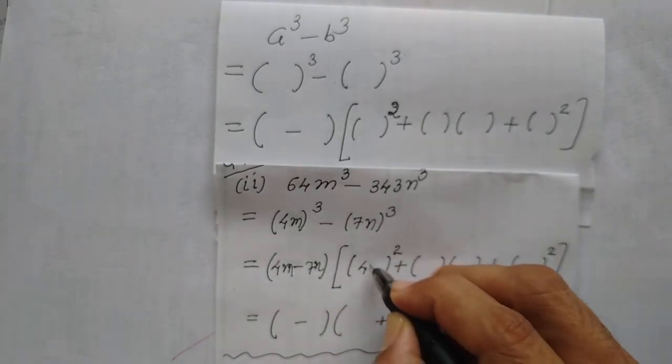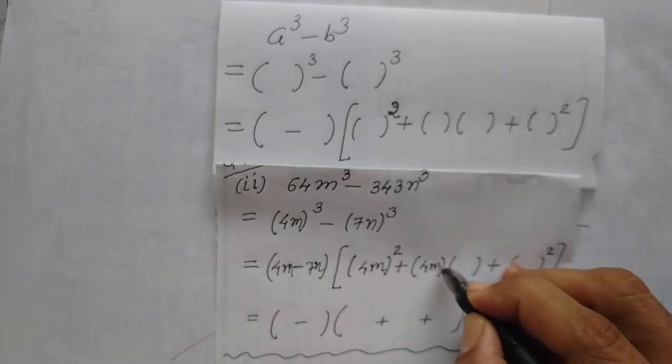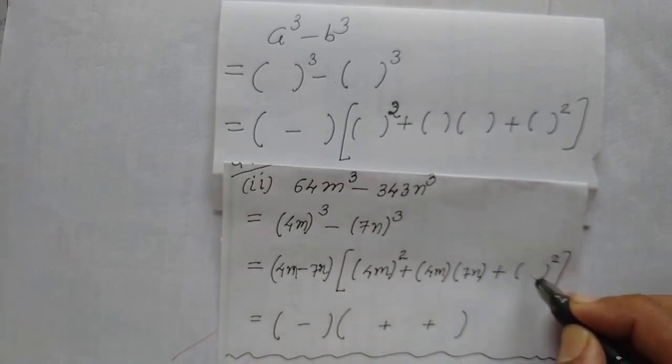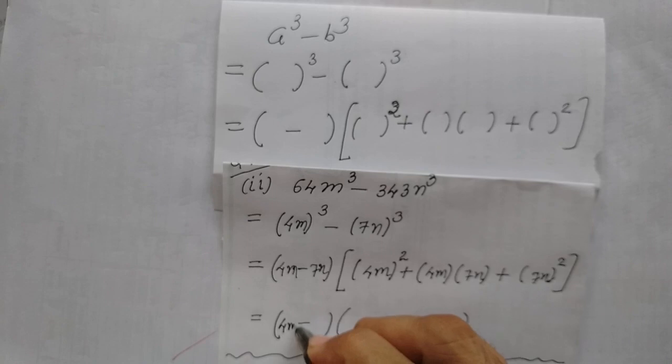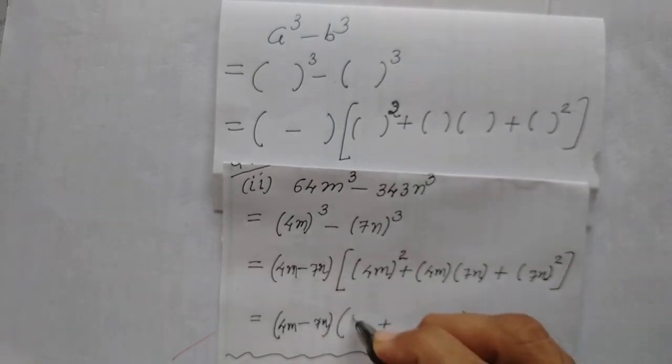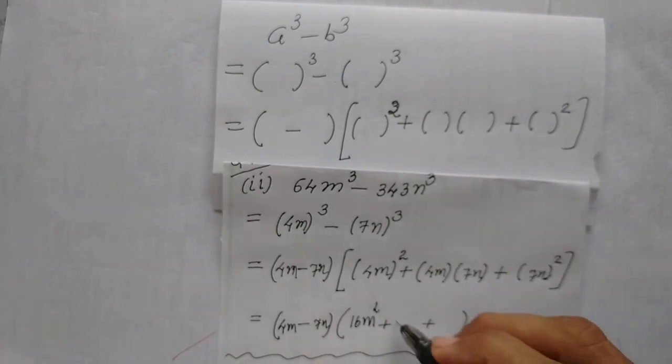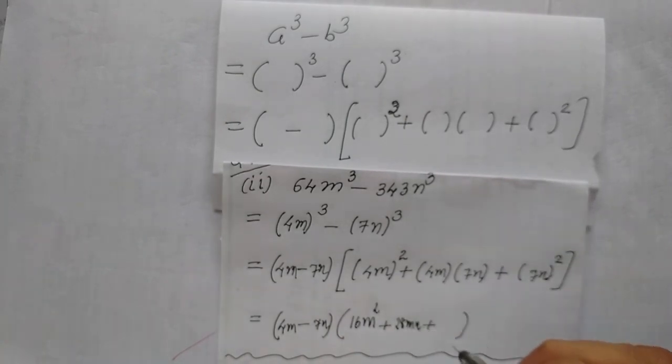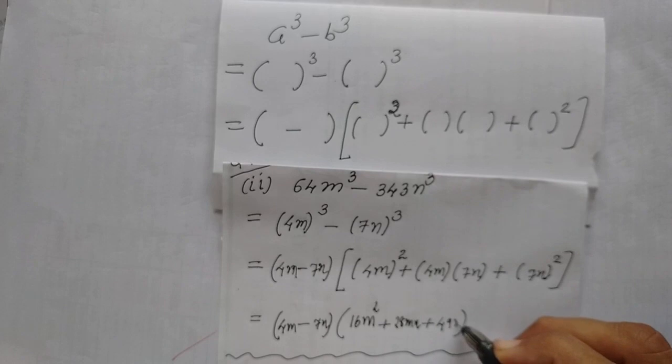7n. Now children, 4m, 7n, 7n. Now it is here 4m minus 7n, 16m square, 28mn, 49n square, over, children. Easy, isn't it?